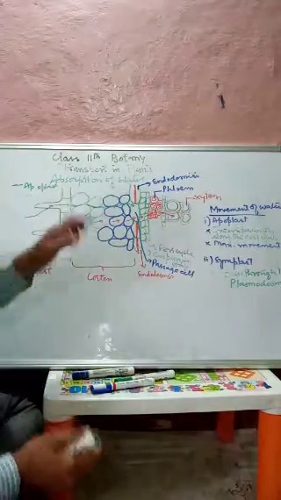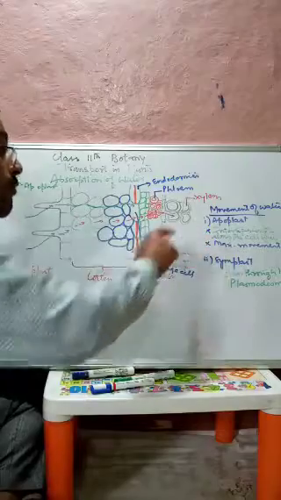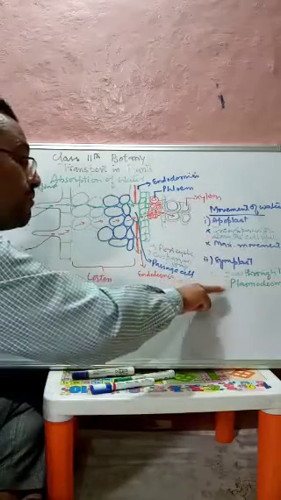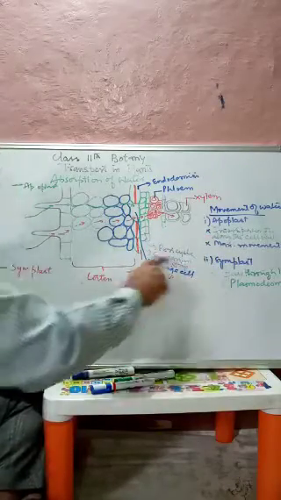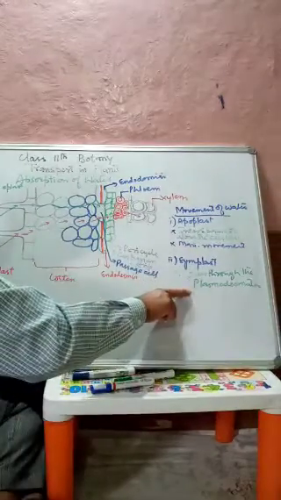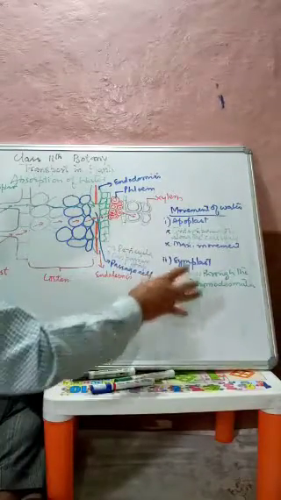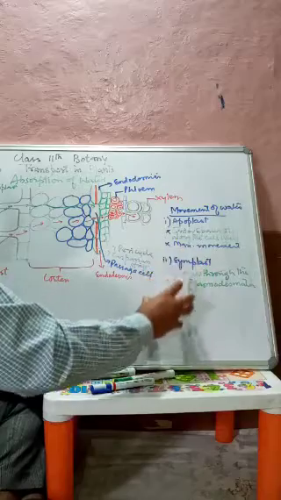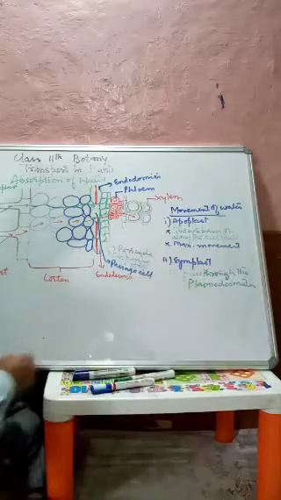Now in apoplast, we see maximum movement of water takes place, while in symplast it is time consuming, and here we will see less amount of water movement takes place.